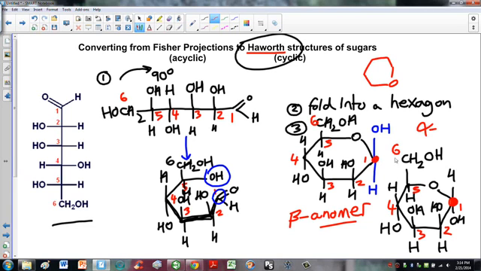So the thing to remember, the oxygen with the OH that's part of the cyclization, that's always the OH that's on carbon 5 that does that. Carbon 5, carbon 5, carbon 5. And that's how you convert from an acyclic to a cyclic structure for a sugar.